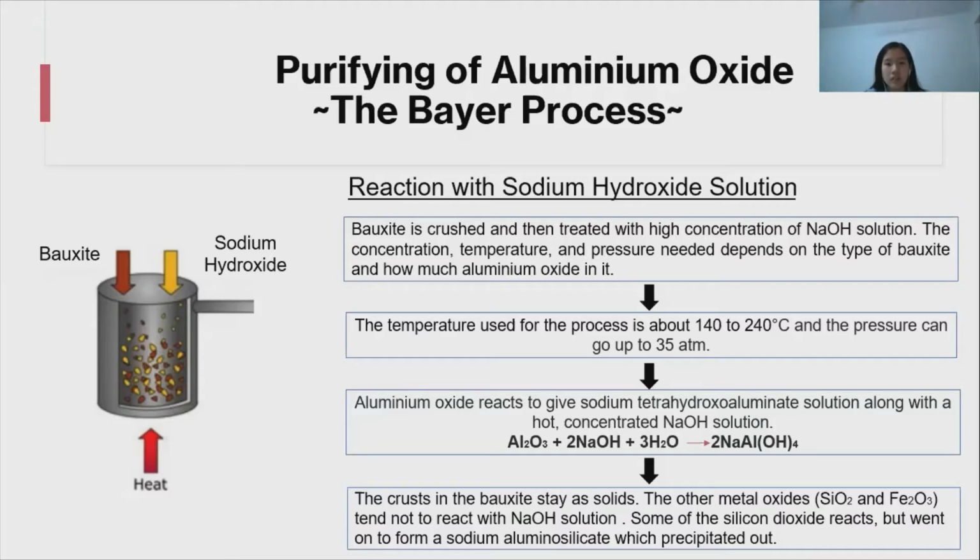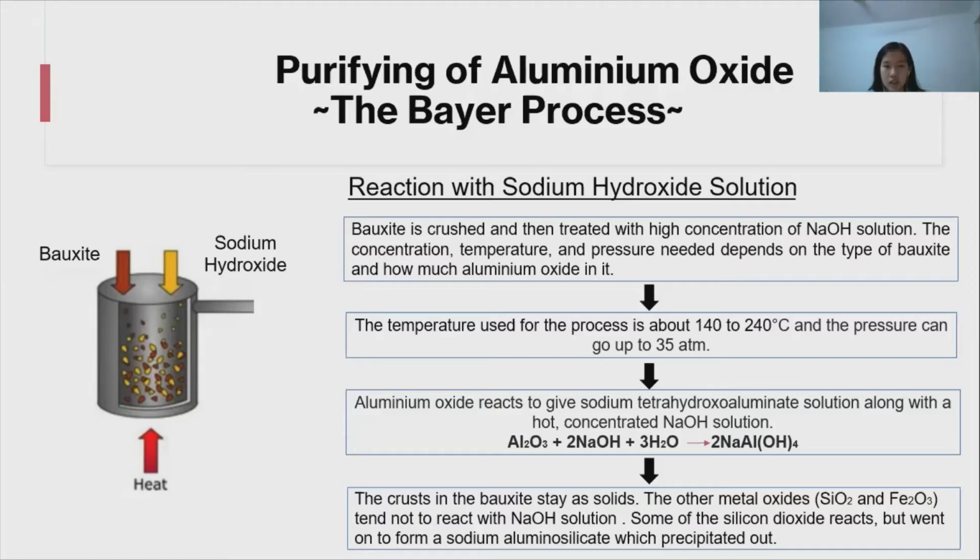The temperature used for this process is usually about 140 degrees to 240 degrees Celsius, and the pressure can go as high as 35 atm. The purpose of having very high pressure for this process is to ensure that the water in the sodium hydroxide solution remains in liquid form even though the temperature is above its boiling point, which is 100 degrees Celsius. So on the picture on the left, you'll be able to see bauxite and sodium hydroxide solution being added into a container and heated.